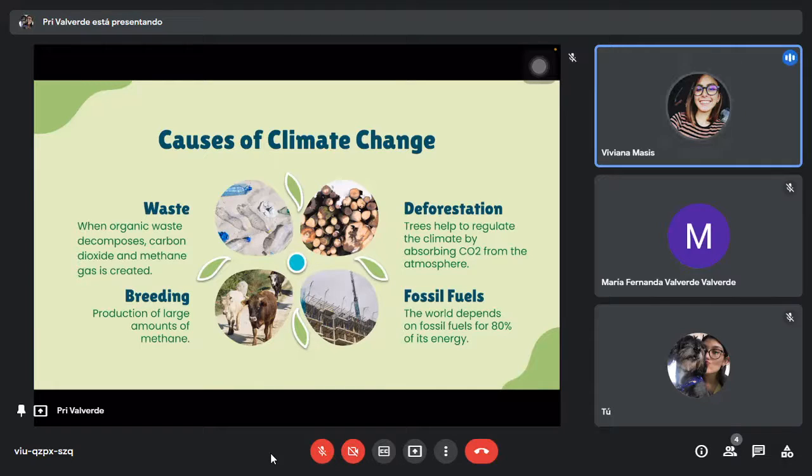The biggest concern with this is that the emission of CO2 is about 75% of the global emission of greenhouse gases. So as you can see, we have a really big problem because we are producing more greenhouse gases and we are cutting down the trees that help us to absorb these gases.